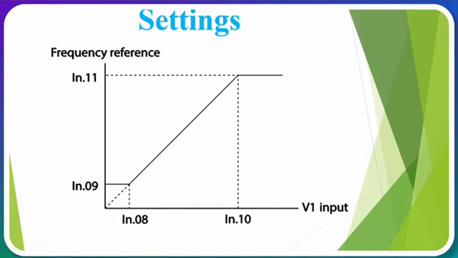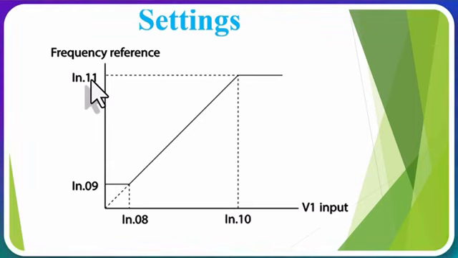For example, if we set INSF08 to 0 volts and INSF09 to 0 Hz, at the 0 point our frequency will be 0 Hz, and if we set INSF10 to 10 volts and INSF11 to 50 Hz, at the 10 volt point our frequency will be 50 Hz. So for the analog inputs, we need to define 2 points for the inverter, the minimum voltage and minimum working frequency at the analog input, and the maximum voltage and maximum frequency at the analog voltage input.